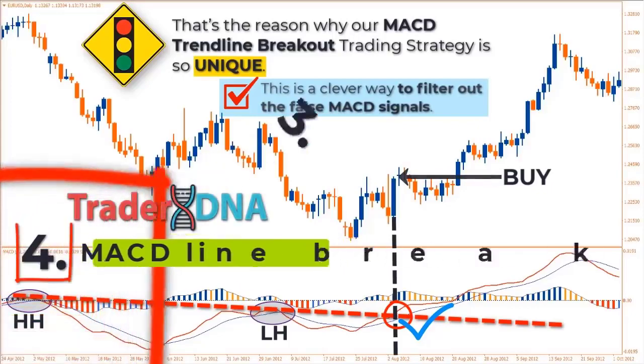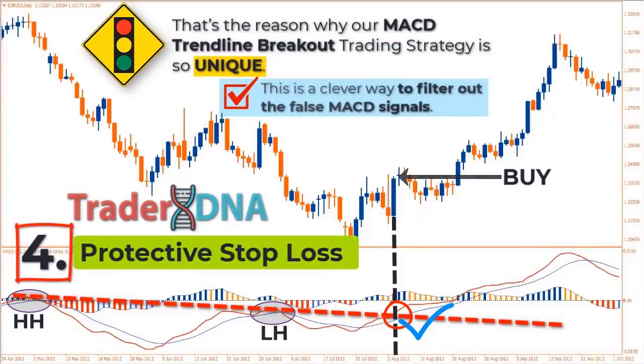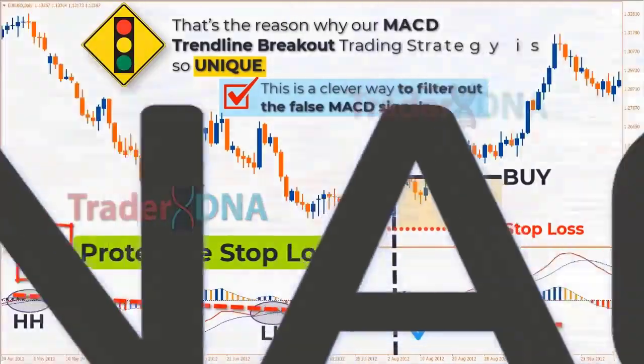Step number 4. Use protective stop-loss order. Place the stop-loss below the most recent swing low. Now that you already know how to enter a trade, at this point, you have to learn how to manage risk and where to place the stop-loss. After all, a trader is basically a risk manager.